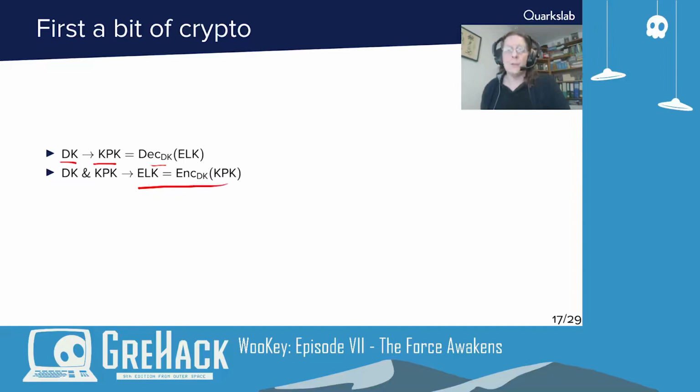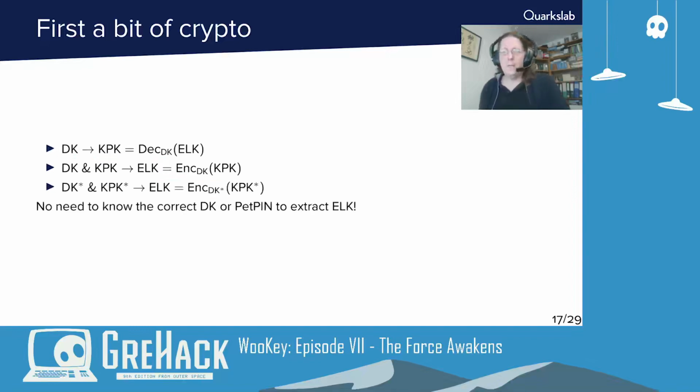Okay, but that means you need the correct decay, which means you need the correct pet pin, so that's not really an issue, right? Well, actually, no, you don't need that even. Because if you provide a wrong decay, the card will happily compute a wrong KPK and return it. So you can re-encrypt the wrong KPK with the wrong decay, and you get back the real ELK again. So you can extract the ELK from the token just like that, without knowing any pet pin.